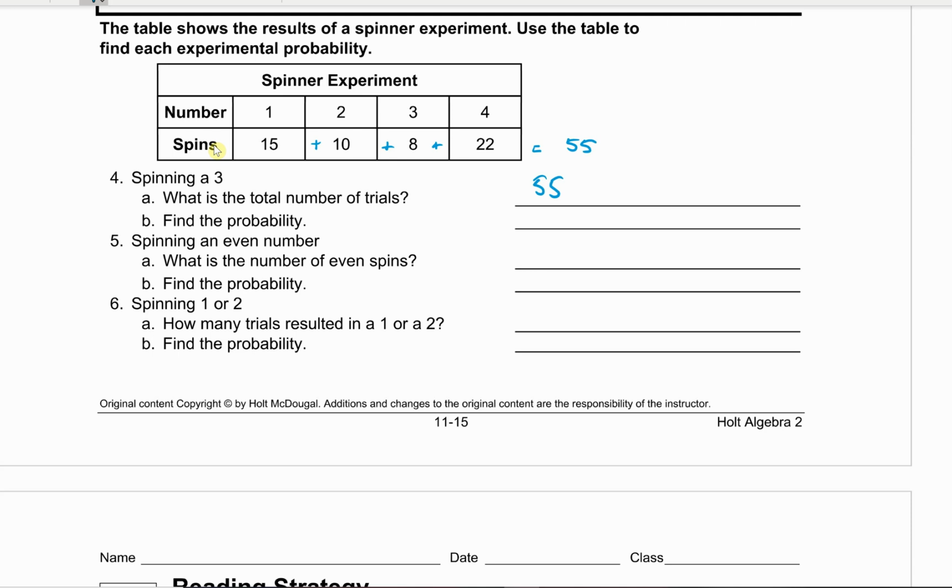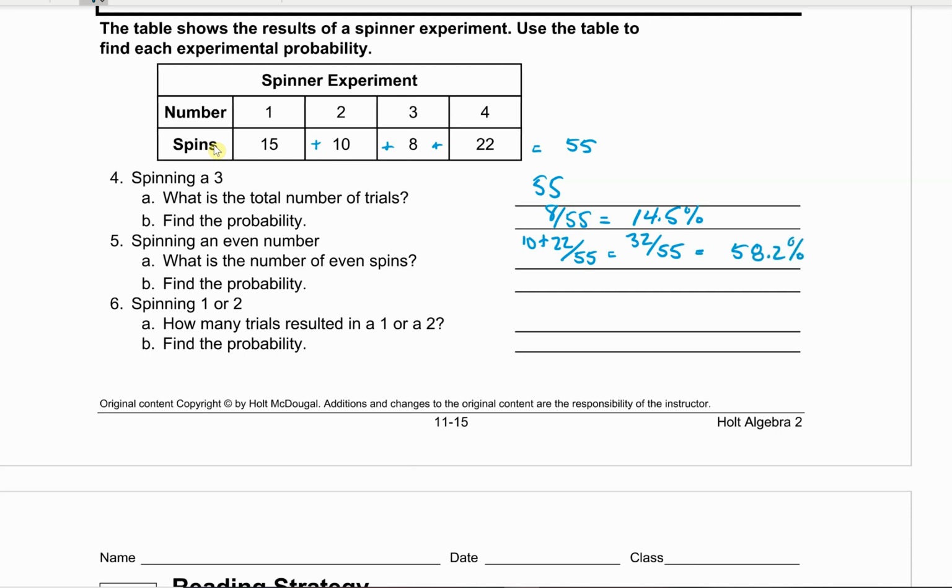What's the probability of spinning a 3? That would be 8 out of 55, which is about 14.5%. Even numbers, that's 2 or 4. So that would be 10 plus 22 out of 55. So 32 out of 55 would be about 58%. Well, 58.2%.